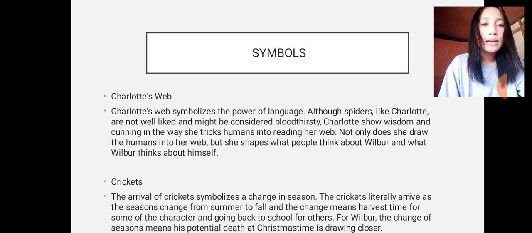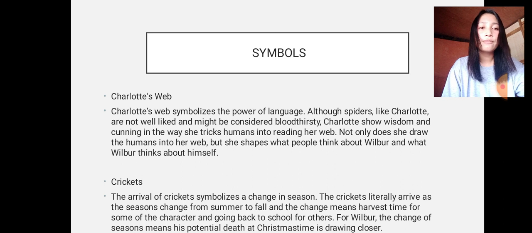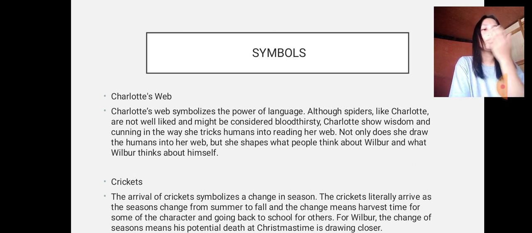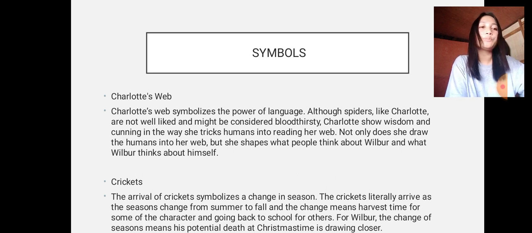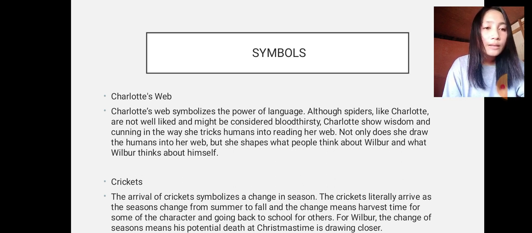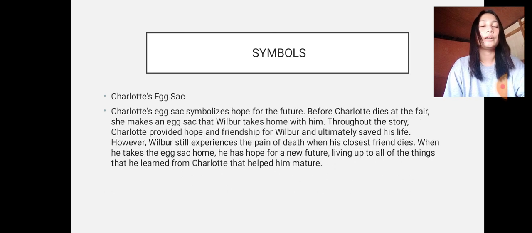Crickets. The arrival of crickets symbolizes a change in season. The crickets literally arrive as the seasons change from summer to fall, and the change means harvest time for some of the characters and going back to school for others. For Wilbur, the change of seasons means his potential death at Christmas time is drawing closer.